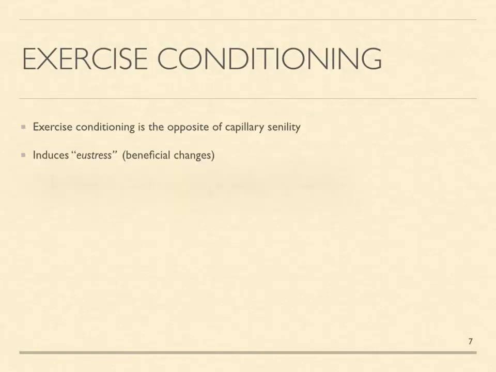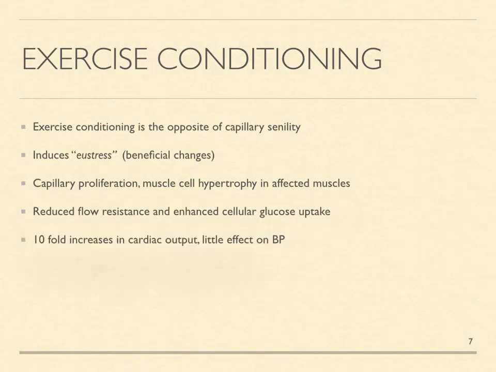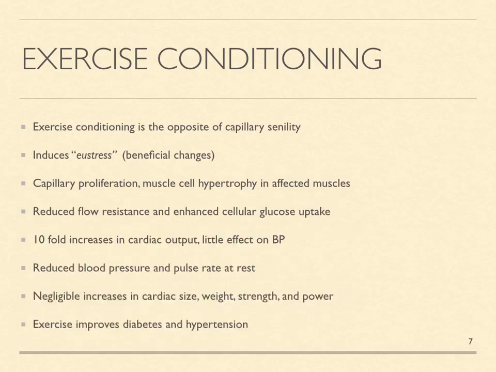Exercise conditioning is the opposite of accelerated capillary senility. It induces capillary proliferation and muscle cell hypertrophy in the muscles and tissues affected by exercise. For example, running induces capillary proliferation in leg muscles, and weight training induces muscle cell hypertrophy in arms. The capillary proliferation reduces capillary flow resistance and enhances tissue perfusion and glucose uptake by cells. It enables tenfold increases in cardiac output during intense exercise, with little effect on blood pressure and negligible increases in cardiac size, weight, strength, and power.